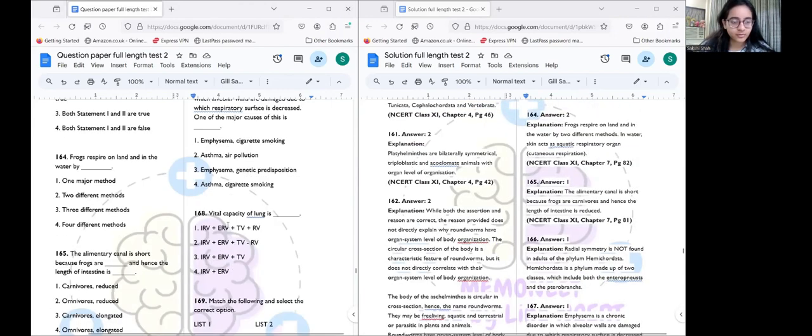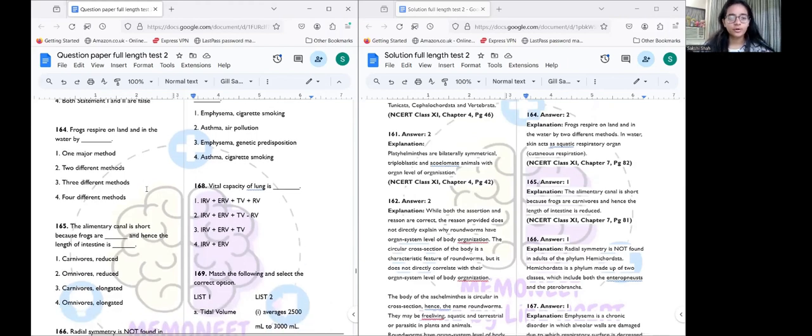For 165, alimentary canal is short because frogs are dash and hence the length of intestine is dash. Obviously, if they're telling the alimentary canal is short, which means the length of intestine must have reduced definitely. So the length of intestine is reduced. That's the first two options. Are they carnivores or they're omnivores? They are carnivores. So 165, the answer is number 1.